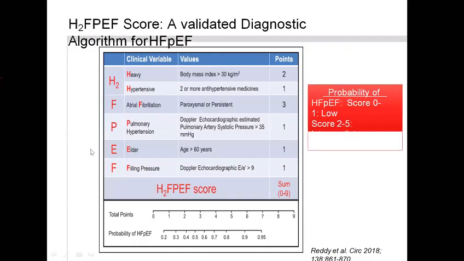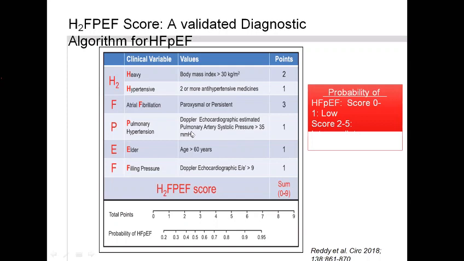There are a lot of algorithms like this. This is the HFpEF algorithm. If a person is heavy, hypertensive, has fibrillation, pulmonary hypertension, is elderly, has increased filling pressures, like I said, the Doppler E versus the tissue Doppler E. All these things are given points, and anything more than 5 will tell us that this person has diastolic dysfunction with a good sensitivity and specificity.